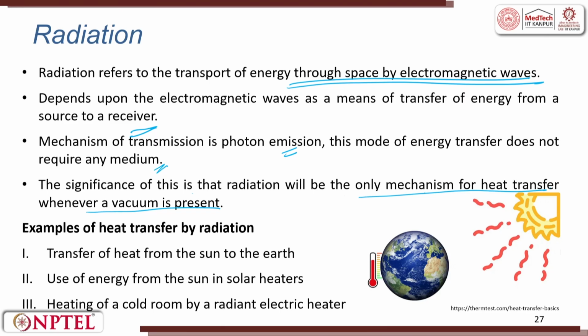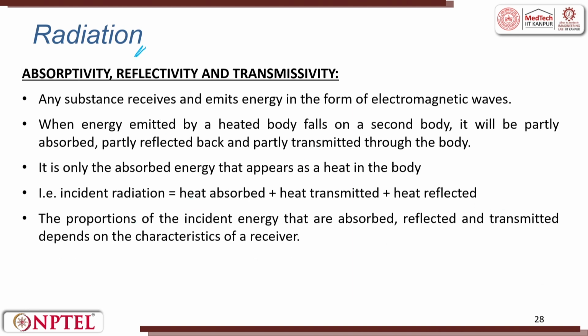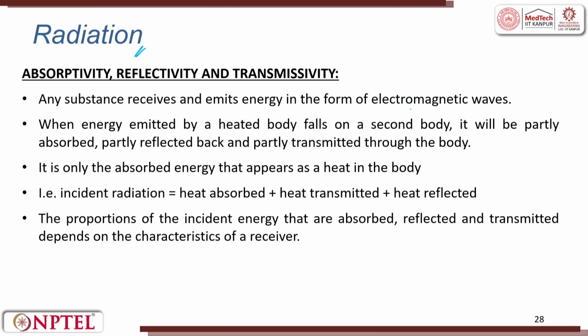Examples of heat transfer by radiation: transfer of heat from the sun to earth, the use of energy from the sun in solar heating, the heating of a cool room by radiation electric heaters. So, when we talk about radiation, there are properties like absorptivity, reflectivity and emissivity. For example, if you have a clean polished surface, when the heat hits it, it reflects. Any substance receives and emits energy in the form of electromagnetic waves. When the energy emitted by a heated body falls on a second body, it will partially absorb, partially reflect back and partially transmit.